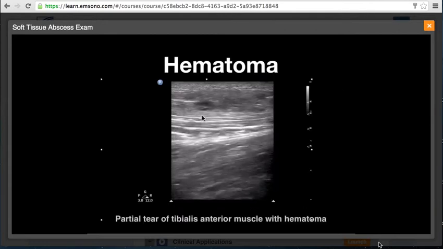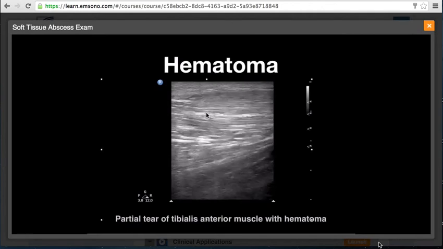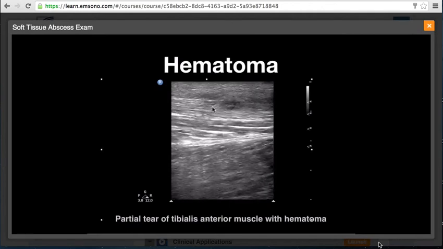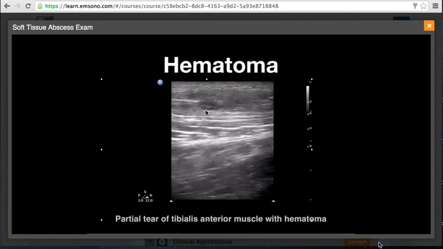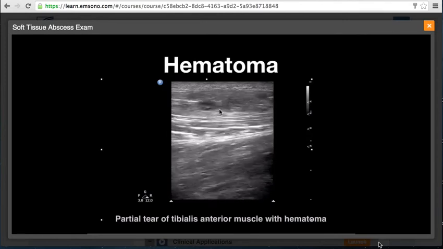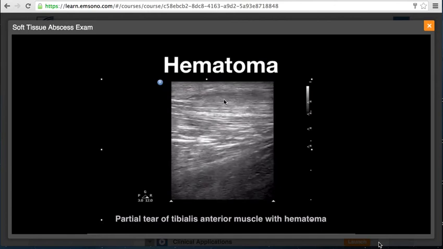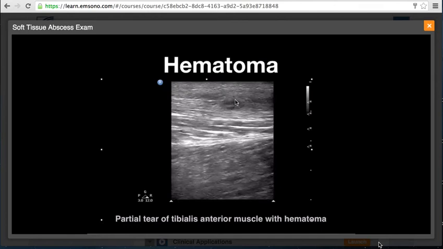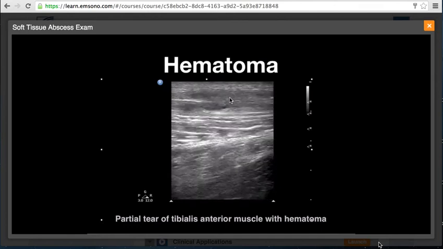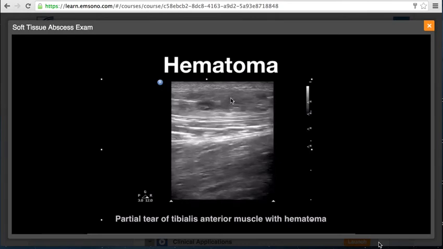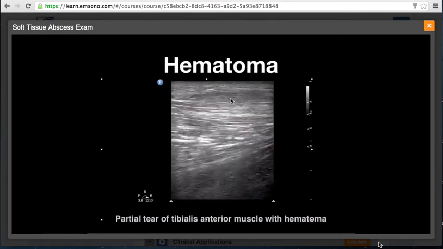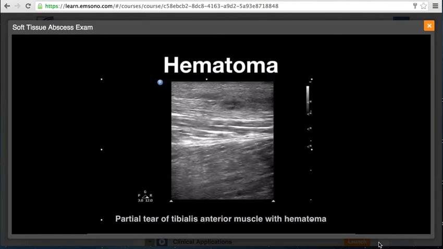Here's a sagittal view of a patient who has an acute partial tear of his tibialis anterior muscle. You can see that there's a heterogeneous appearance of the muscle, but you can also see that there is a fluid collection present here. This is all a hematoma, but in the context of a patient without trauma who was febrile, you would have to look at these ultrasound findings differently.